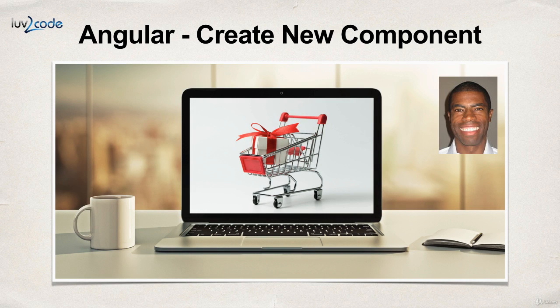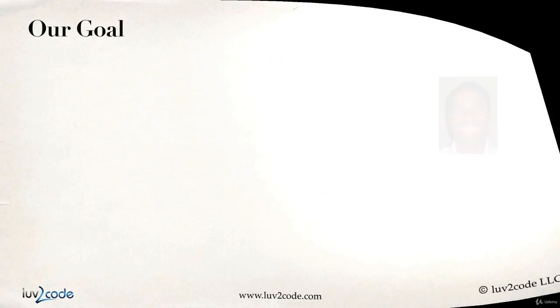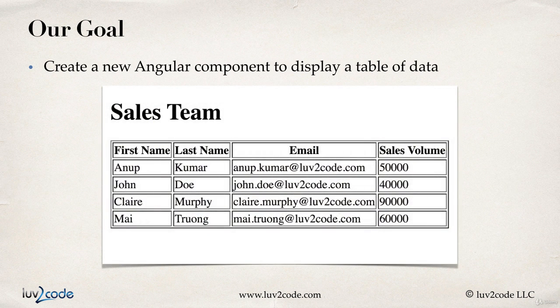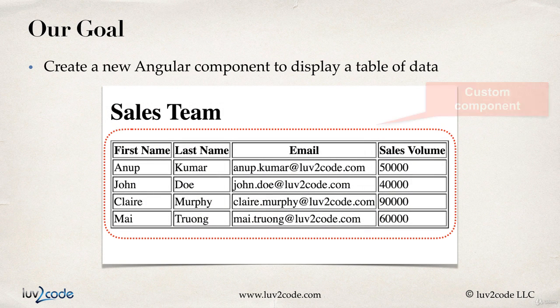In this video, we'll create a new Angular component. Our goal is to create a new Angular component to display a table of data. So we'll have information for our sales team. We'll create this custom component that'll have an HTML table and will provide the first name, last name, email, and sales volume for our given sales team.